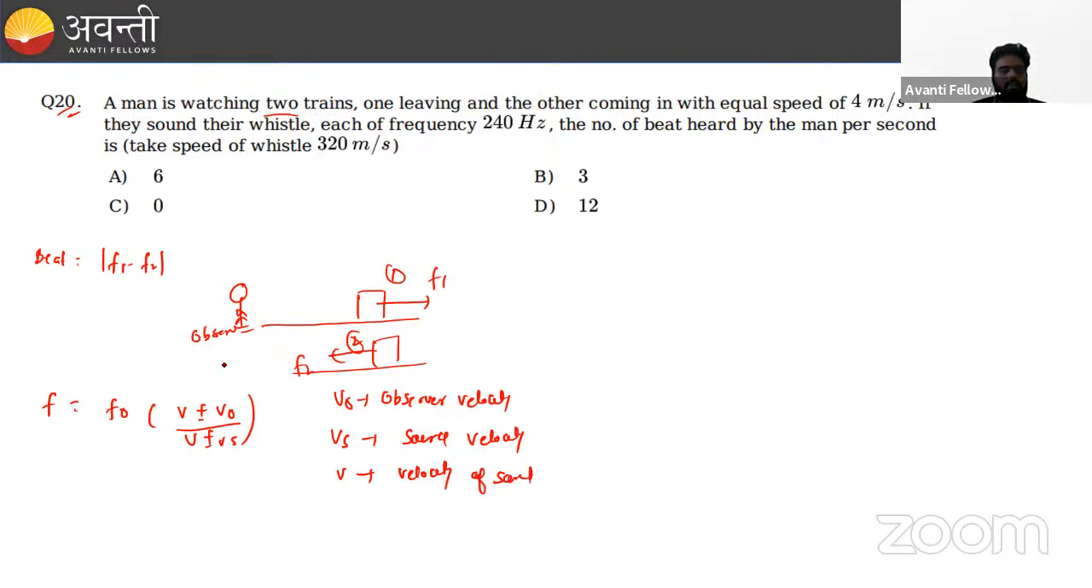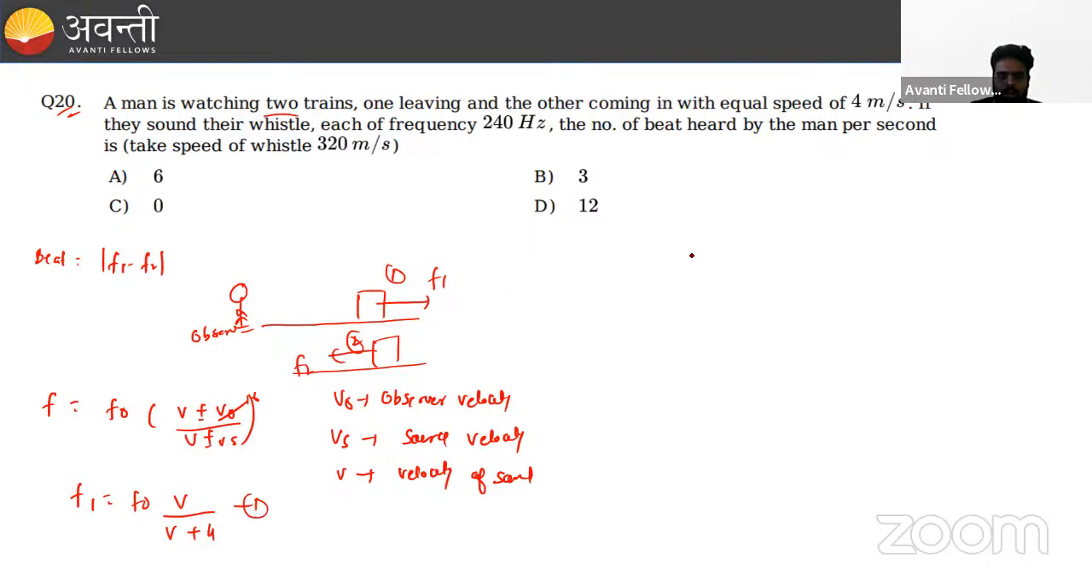Okay, guys. Here the observer is fixed, so VO is 0. And what is the value of F1 here? If the train is leaving, the observed frequency is less than the original frequency. So F1 is F naught times V upon, and since it is less, we have to put a positive sign: V plus Vs. And Vs, the source velocity given, is 4 meter per second. Say this is equation number 2.